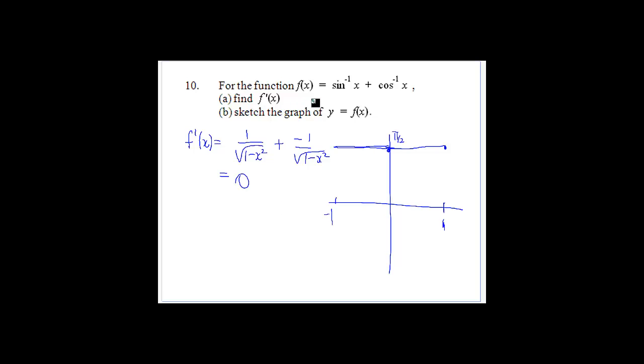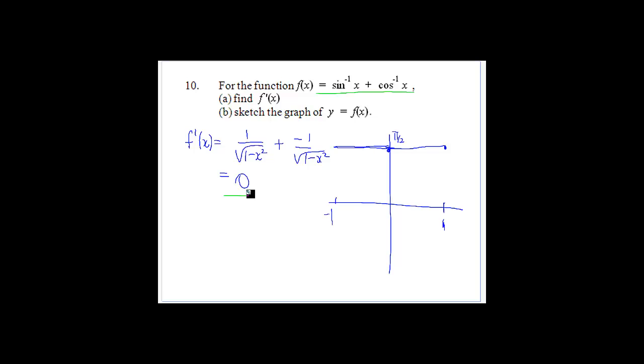And question 10 here. This is an interesting one. Let's have a look. For the function here, find the derivative. So we get the derivative of this one. We get 1 over the square root of 1 minus x squared plus minus 1 over the square root of 1 minus x squared. That's going to give us 0. What does that indicate? Doesn't matter what the value of x is, the graph of inverse sine of x plus inverse cos of x will be a straight line, because it's got a gradient of 0. So it's a horizontal line.